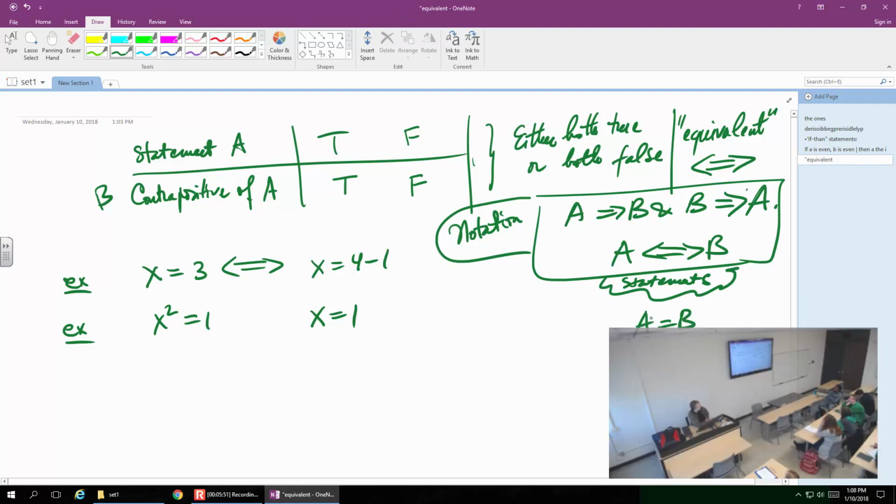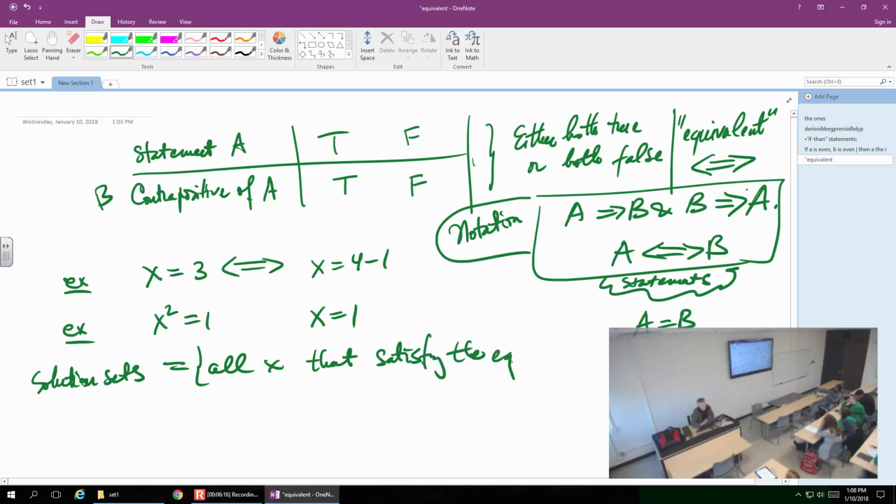Okay, so in other words, what we're talking about here is the solution sets. There's an equation. There is a solution set: all x that satisfy the equation, or inequality for that matter, or a system of equations. That solution set is something that allows you to translate the language of statements, statement A, statement B over here, into the language of sets.